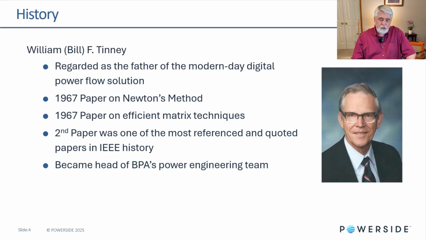The first one was the development of Newton's method and using that to solve the power flow situation by creating a matrix called the Jacobian, which was created from calculating partial differentials of the relationship between voltage and power. That matrix was then iterated. Because it was a matrix, there were also some needs that automatically developed, and that led Tenney to develop efficient matrix techniques by which you could solve the system much faster and without as much memory. That second paper was one of the most referenced and quoted papers in IEEE history.